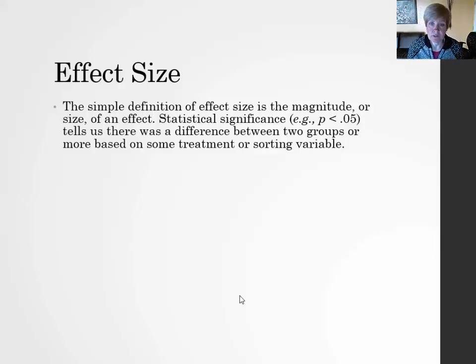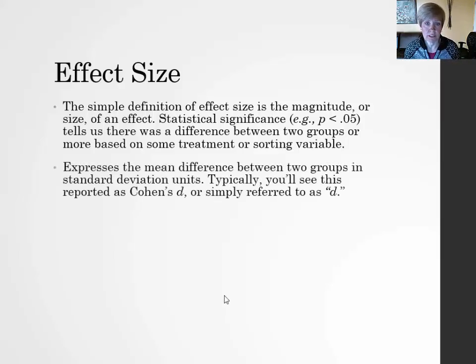The simple definition of an effect size is the magnitude or size of an effect. Statistical significance, e.g. the p is less than 0.05, that means it's probably not due to chance, tells us that there was a difference between the two groups or more based on the treatment or the sorting variable that we are looking at, some sort of intervention that we had. The effect size expresses the mean difference between the two groups in standard deviation units. Typically, you'll see this reported as Cohen's d or simply referred to as d.